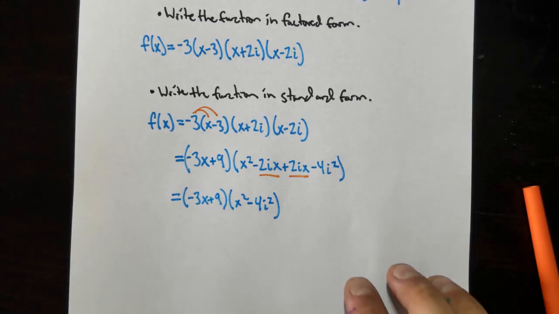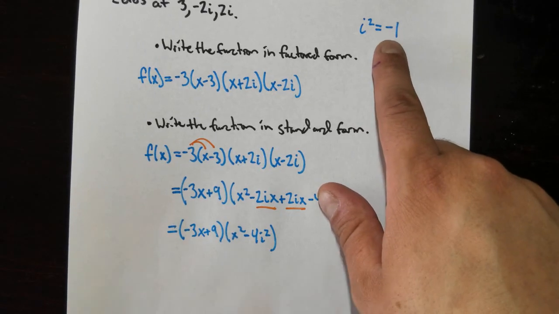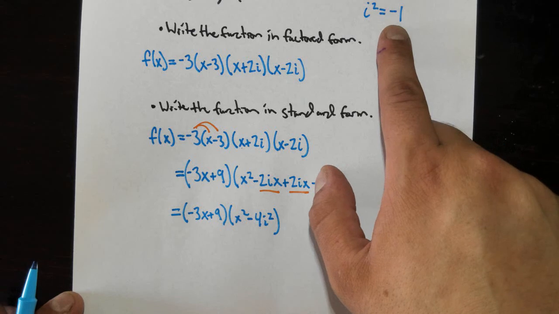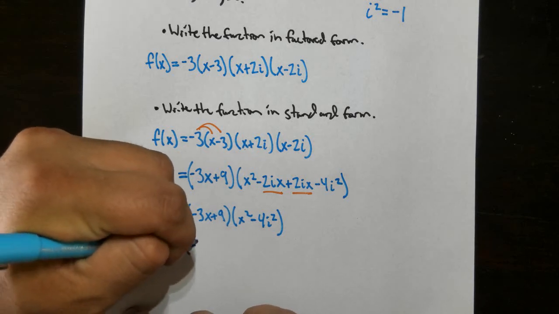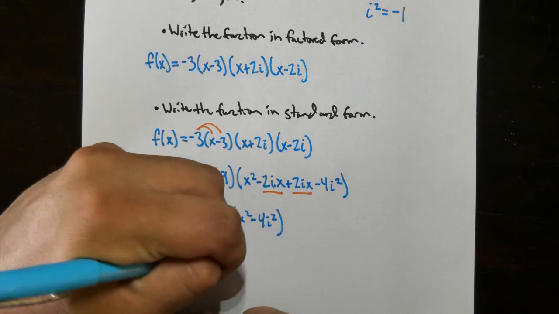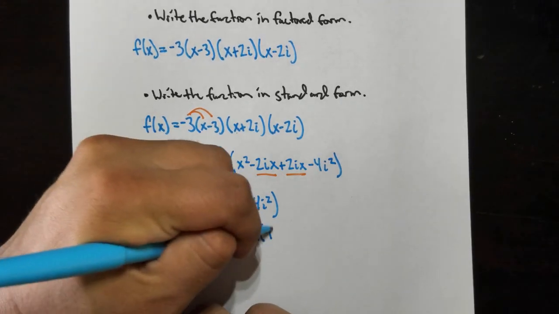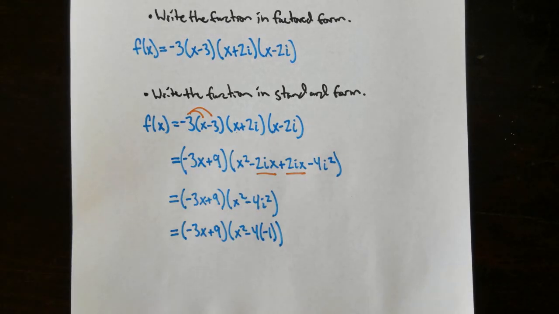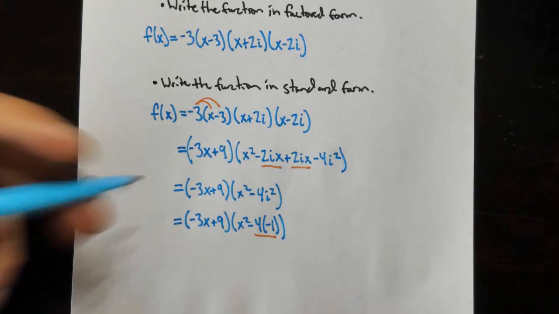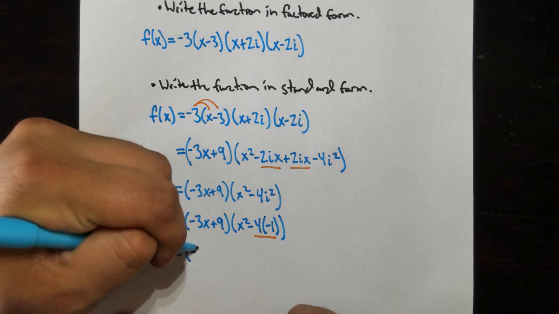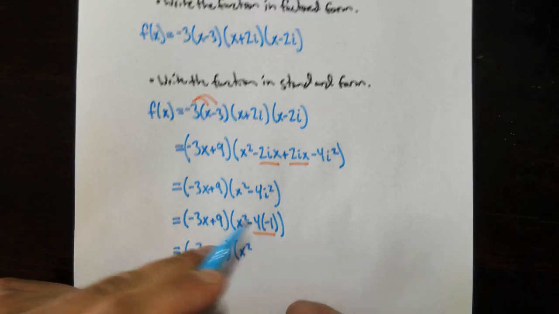And notice one more thing. We have an i squared. Remember what i squared equals? Negative 1. So let's go ahead and substitute that in now, okay? Before we multiply any further, because it'll make our math easier. Let's get rid of the i's as soon as we can. So negative 3x plus 9 times x squared minus 4, and i squared is equal to negative 1. And we can go ahead and simplify this now. So let's multiply these two together. Negative 3x plus 9 and we have x squared, and then negative 4 times negative 1 is positive 4.